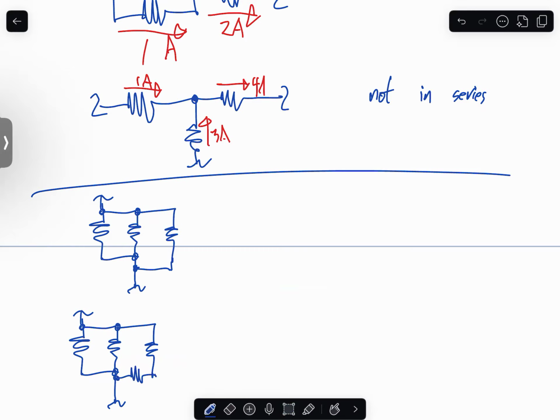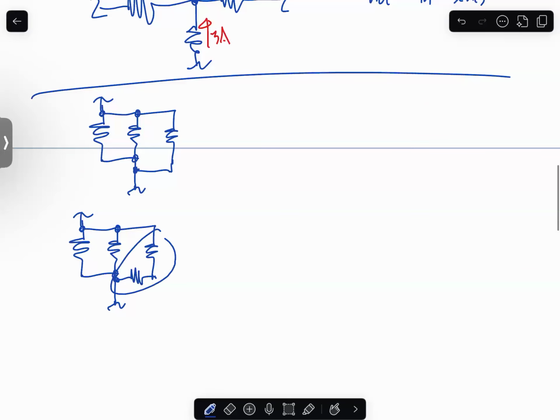Not parallel. Well, the right branch is not parallel. These two are still parallel. They're touching on the top, they're touching on the bottom. But these resistors, well, let me focus on just two at a time. These two resistors are not parallel. They might be drawn side by side, but that doesn't mean anything.